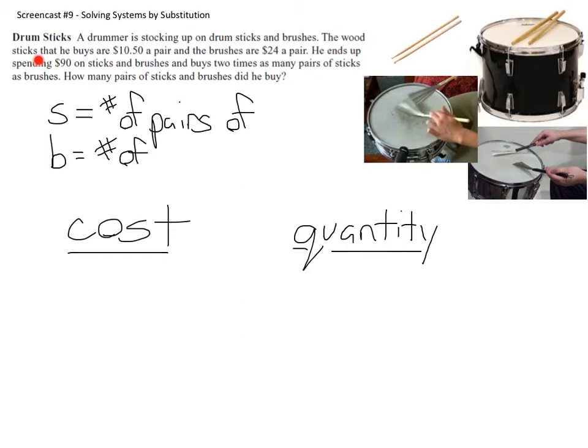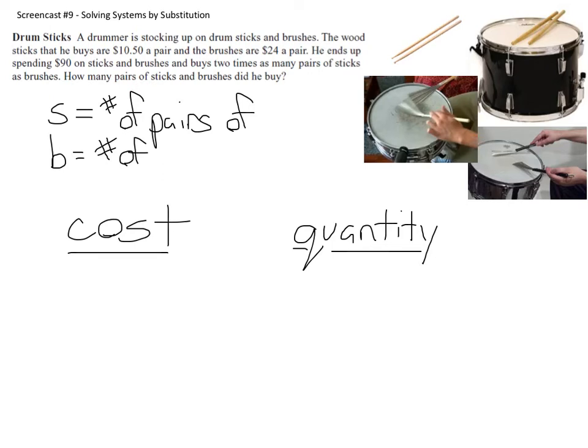The wood sticks that he buys are $10.50 a pair, and the brushes are $24 a pair. He ends up spending $90 on sticks and brushes and buys 2 times as many pairs of sticks as brushes. That is an extremely important sentence that we're going to come back to in just a moment. How many pairs of sticks and brushes did he buy?